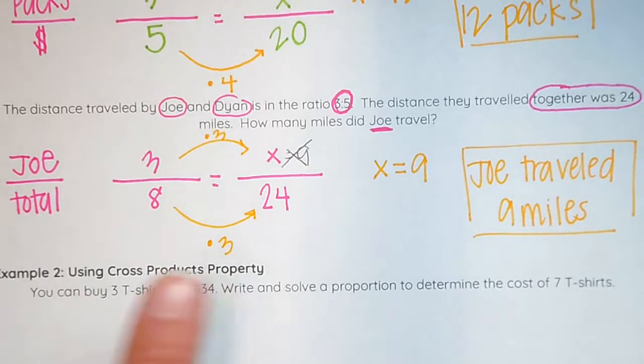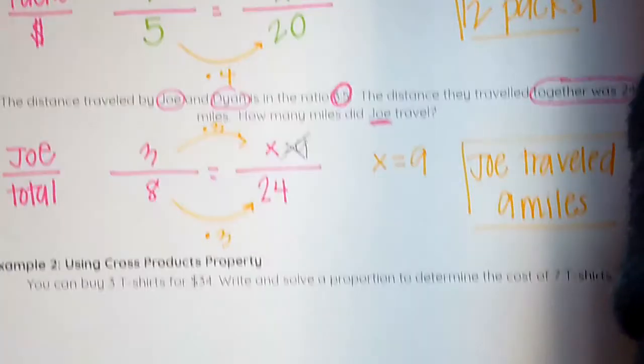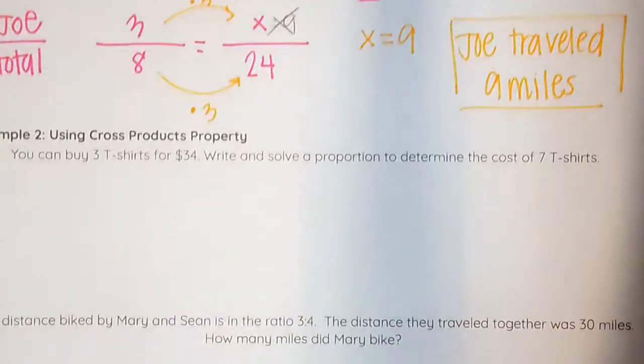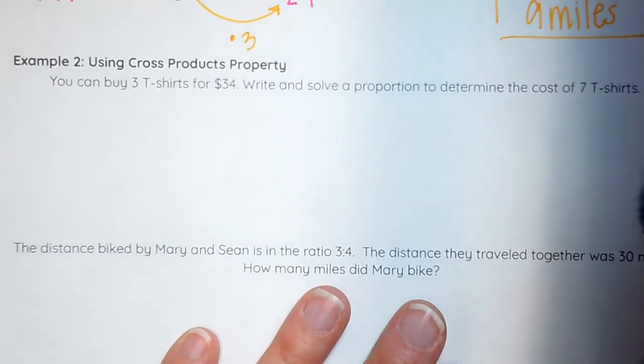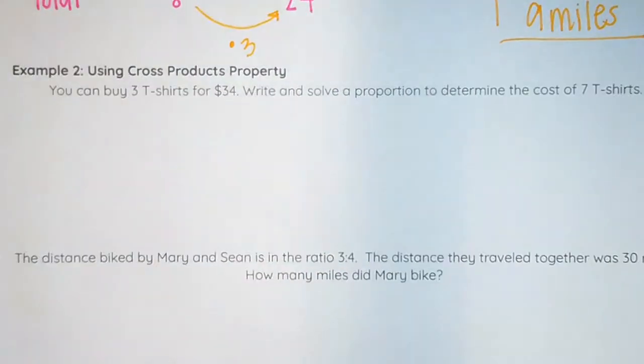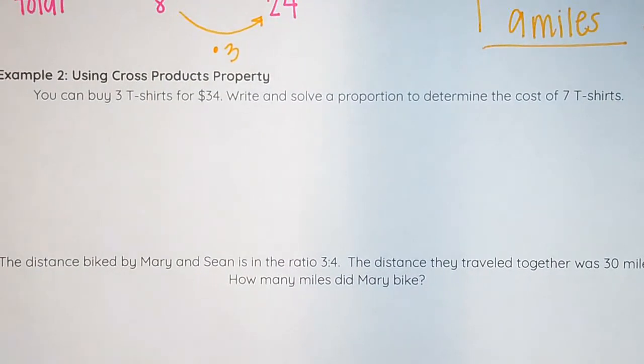All right, so this was using mental math. I knew my numbers. I know the multiplication and the division, so that was good to go. Now, let's try with the cross products property. We learned about the cross products property when we were practicing our proportions, determining if ratios were proportional. So now let's put that to use with solving proportions.